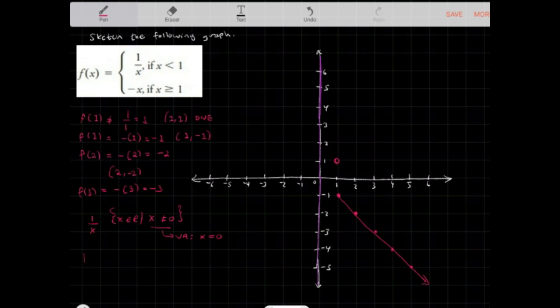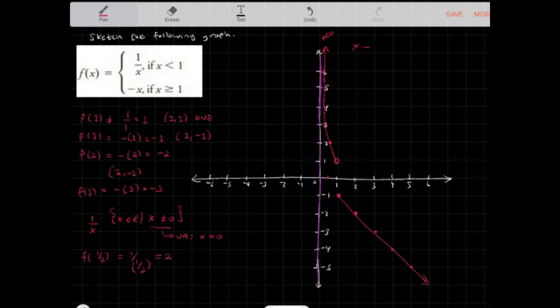For instance, if we plug in f of 1/2, which is less than 1, it's going to give us 1 over 1/2 for x. And we're going to get 2, right? So we're going to get (1/2, 2), which is here. So x is going to keep getting smaller and smaller, until we get closer and closer to 0, but as it does that, the function will approach infinity. So the function will approach positive infinity, right?